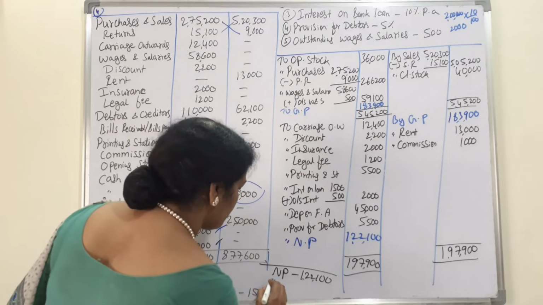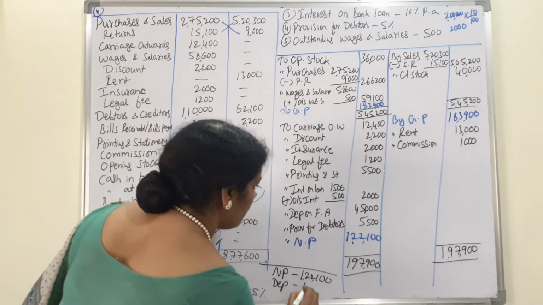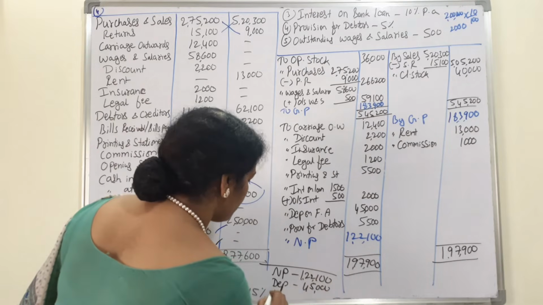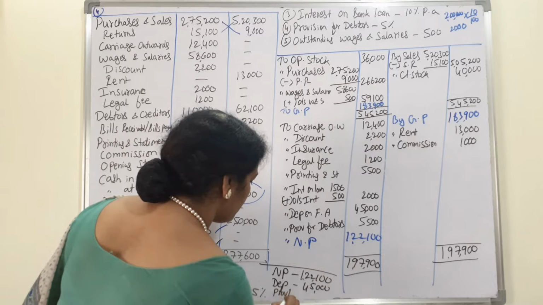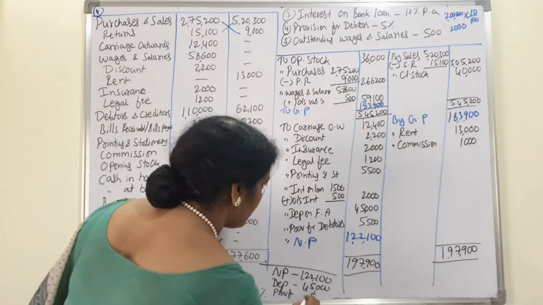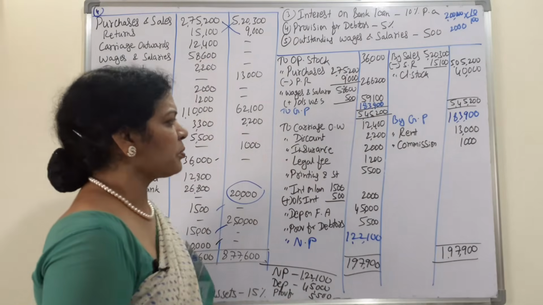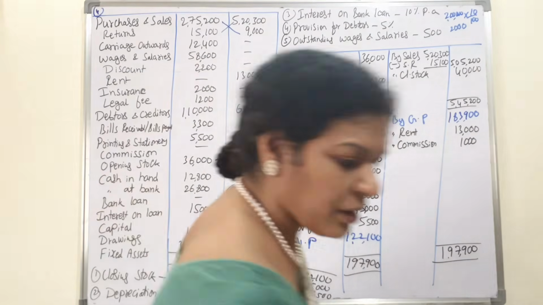Depreciation on fixed assets 45,000. Then provision for debtors 5,500. Only this information is required. The rest of the problem we can work out. So I'll wrap this.